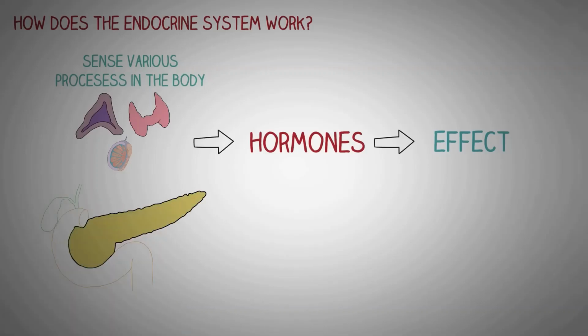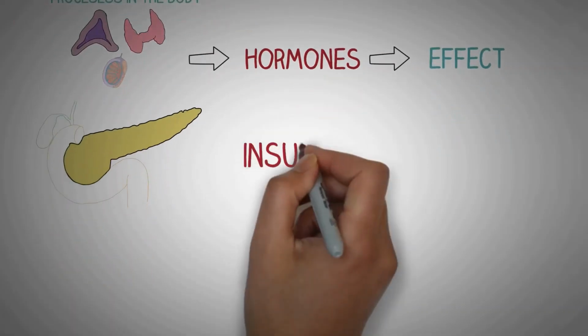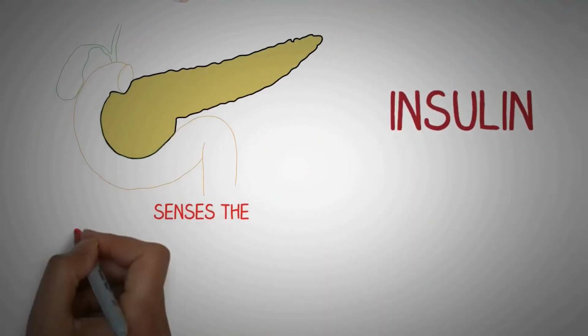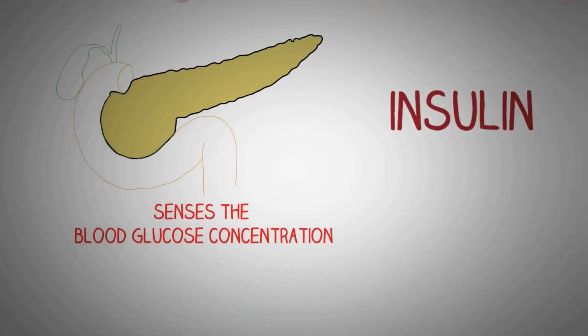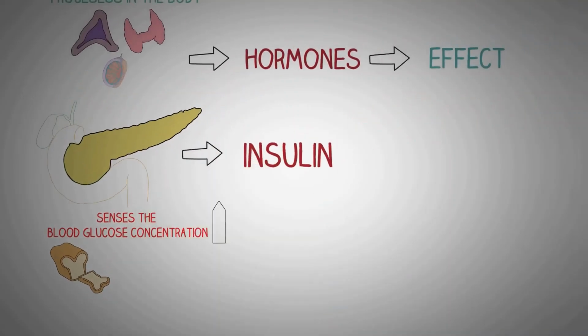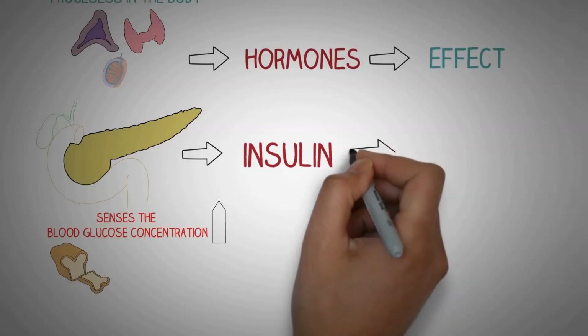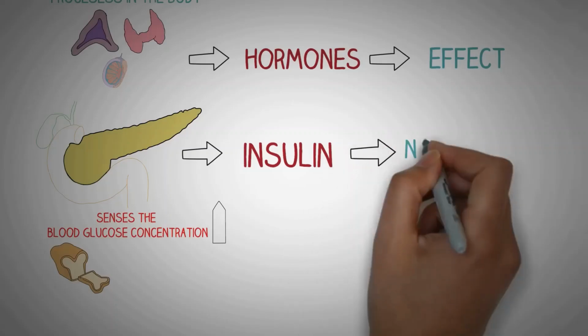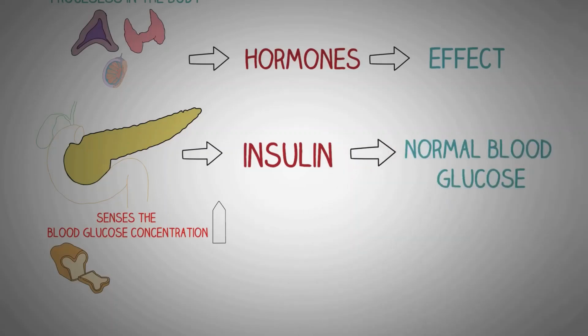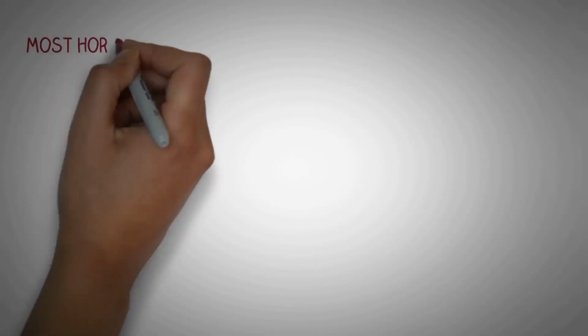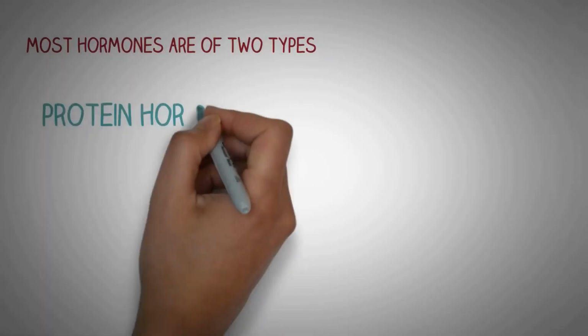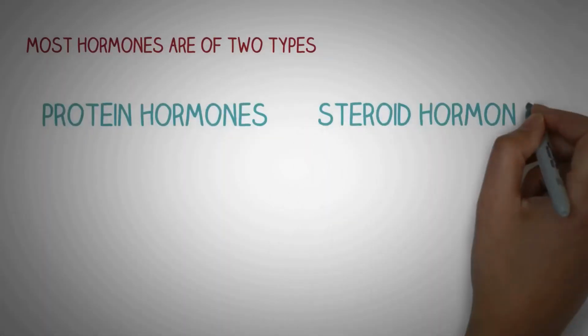To put this into context, let's take the example of the pancreas. The pancreas, for example, secretes one of the very important hormones, insulin. The pancreas has a rich blood supply through which it can sense the concentration of glucose in the blood. Whenever we eat, the concentration of glucose in the blood rises, which is detected by the pancreas, upon which it releases the hormone insulin. This hormone activates most of the cells of the body to take up the extra glucose in the blood, which stabilizes the normal glucose concentration in the blood.